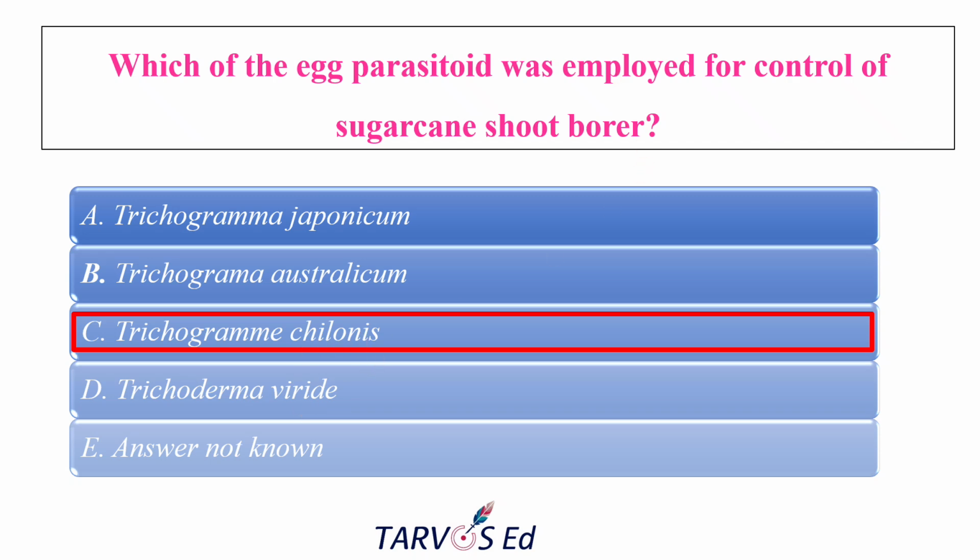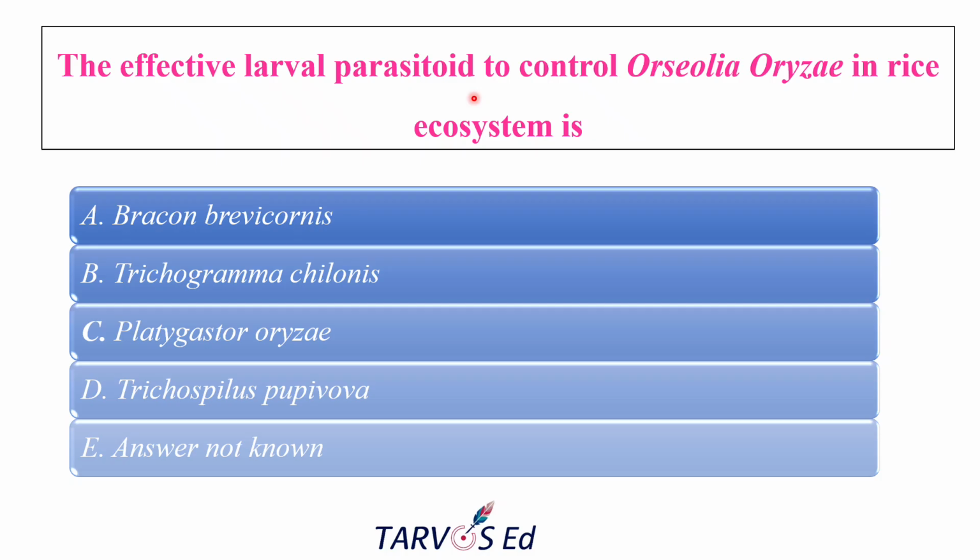Next question: Trichogramma chilonis, and the effective larval parasitoid to control Orseolia oryzae in the rice ecosystem. What does larval parasitoid mean? The adult parasitoid will lay the eggs on the larval stage of the host, right? So that is a larval parasitoid. To control Orseolia oryzae, which is nothing but the gall midge, the larva of this pest usually feeds inside the rice plant and causes the silver shoot and onion leaf. So this is the major pest in lowland rice.